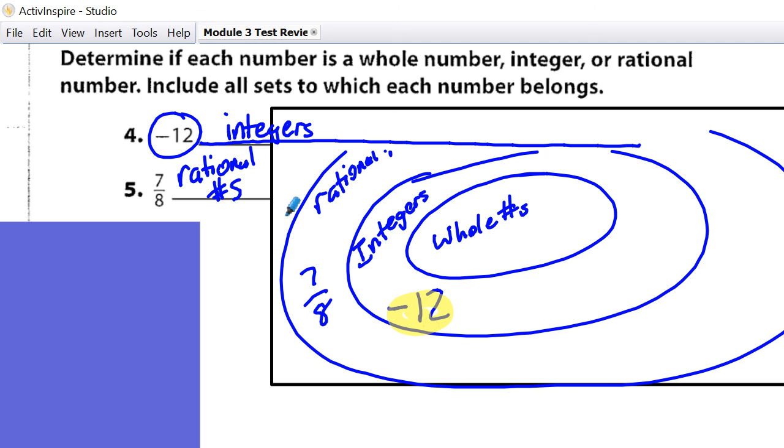Negative 12. This circle right here, I'm not saying it's inside the whole number circle, but I am saying it is inside the integer circle, and it's also inside the rational number circle. So negative 12 is not just an integer, it's also a rational number. Just remember that if you're in one of the inner circles, it ends up being in more than one of those. Okay, let us move on.